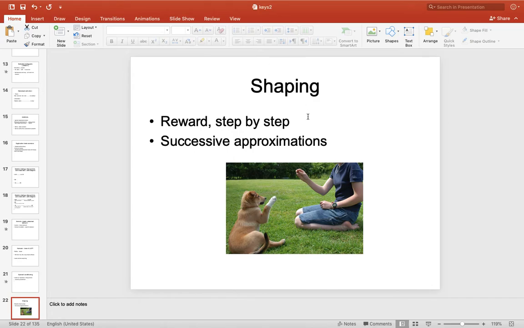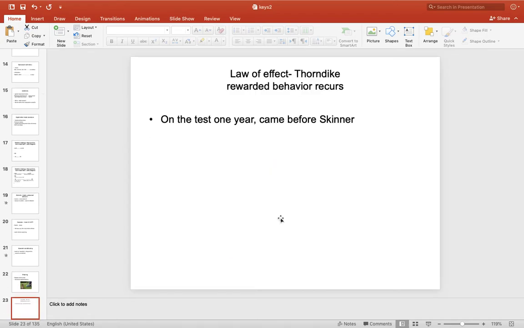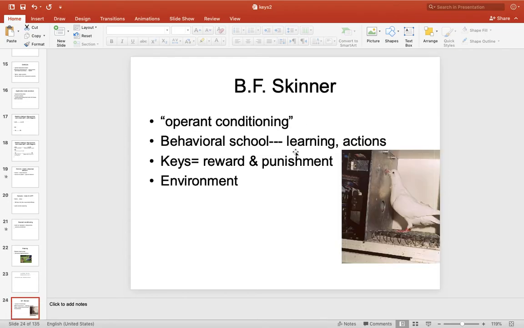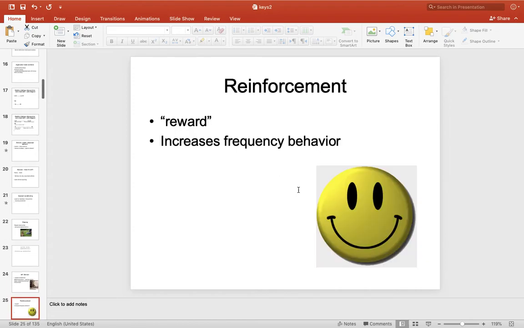Okay, shaping is not part of operant conditioning, but it's the way we train a dog. It's a step-by-step reinforcement or reward. Shaping, very important concept. You want to know that well. Thorndike is not operant conditioning. He's the guy that says positive behaviors are rewarded. Skinner's our guy. Operant conditioning is from Skinner. He's from the Behavioral School of Psychology. He's all about reward and punishment, and that's the environment, and that's learning. He says everything is from the environment, from rewards and punishment.